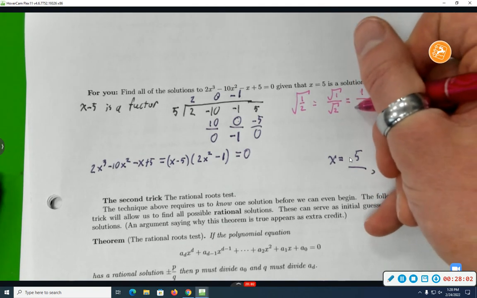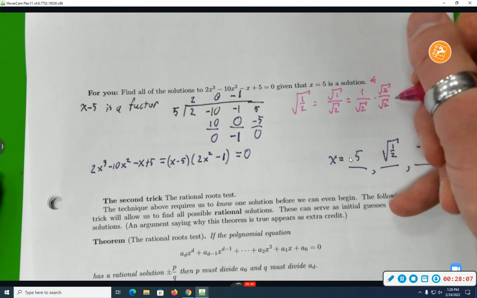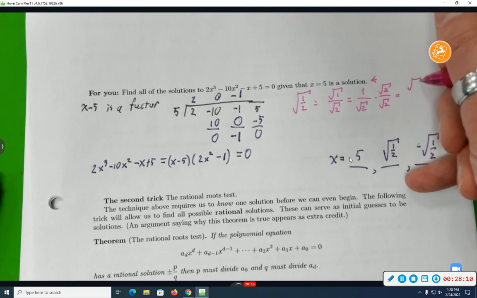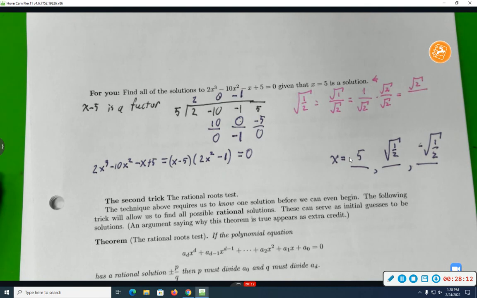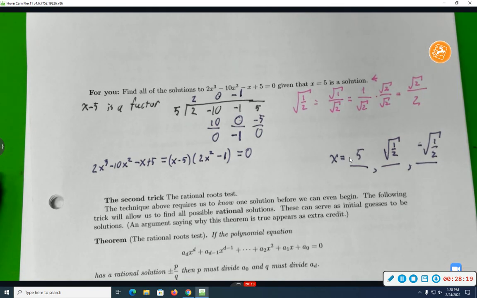That's 1 over root 2 times root 2 over root 2. The numerator is now root 2, and what is the denominator? 2. So it'll be the square root of 2 times the square root of 2, so it's the square root of 2 squared, which is 2. So that's how I would prefer to see that written, but that's a really minor simplification. So, low priority thing.